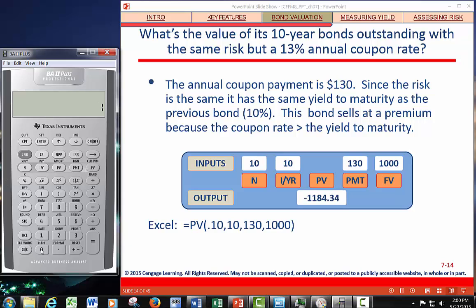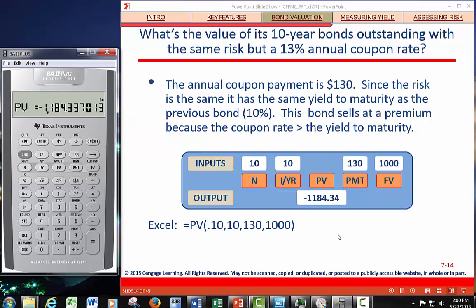It's a 10-year bond, so put 10 in. 10 is the discount rate, the opportunity cost of debt. The payment is 130, and the future value is 1,000. And then I can hit compute present value, and I get $1,184.33.